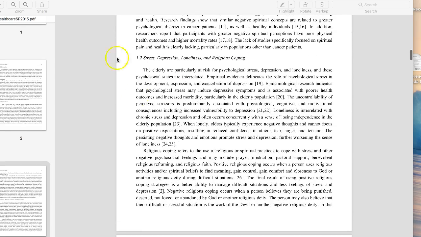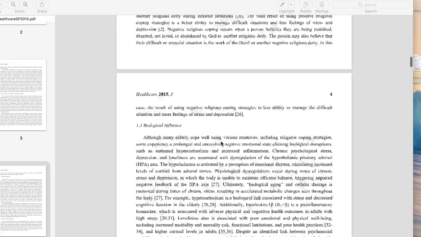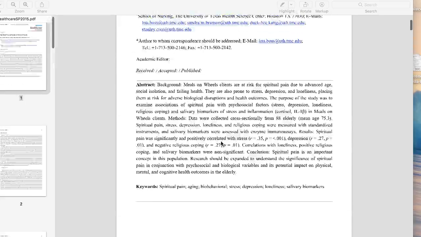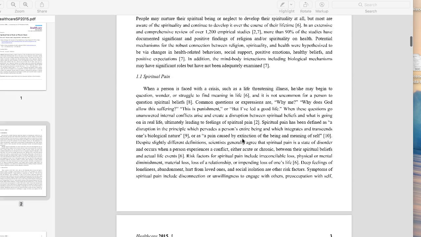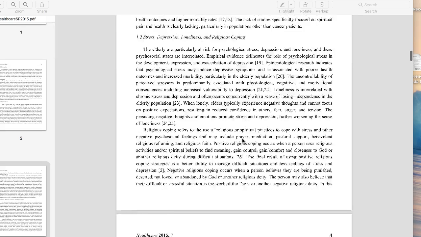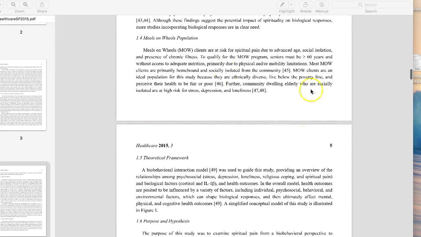And then I went in to talk about the other variables that I was measuring: stress, depression, loneliness, and religious coping. I talked about all those, and then the relationship between those and the biological piece. So that's ultimately going to, if you go back to the title, tie it all together: spiritual pain and Meals on Wheels clients. And then there's something on the Meals on Wheels population, just in case people don't really know who they are.